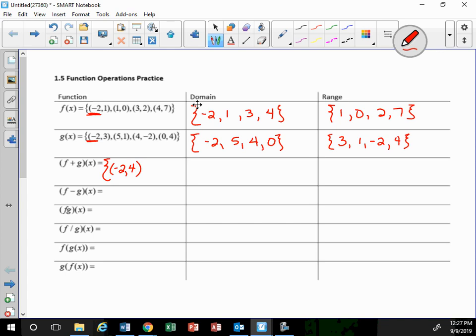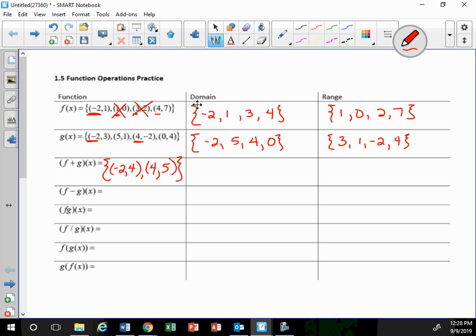Okay, so then I go to my next x value in f of x. I see a 1. Is there a 1 in the second? No, no x value of 1, so that one's out. Next one's 3. Do I have a 3? No, so I'm not going to use that one. What about 4? Yes, I see a 4. What's my y value going to be? 5. We're not going to write the domain and range every single time because it's pretty redundant, and I think you can do it. All right, are we okay with f plus g?